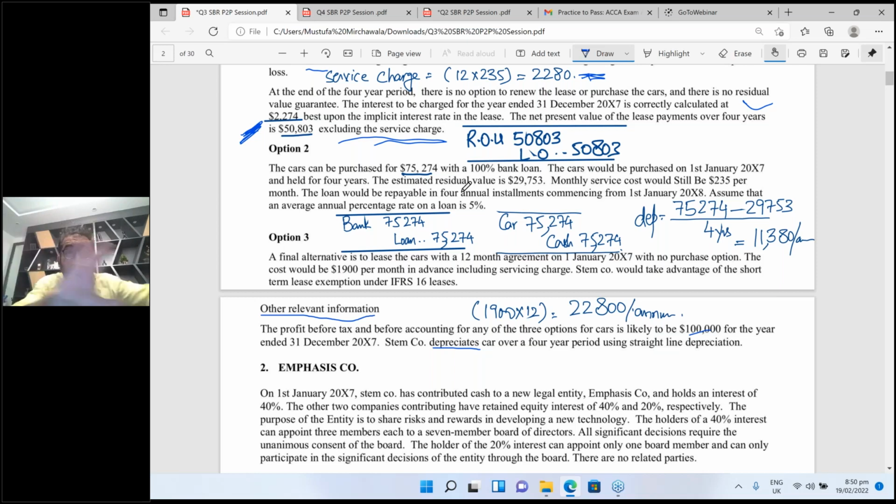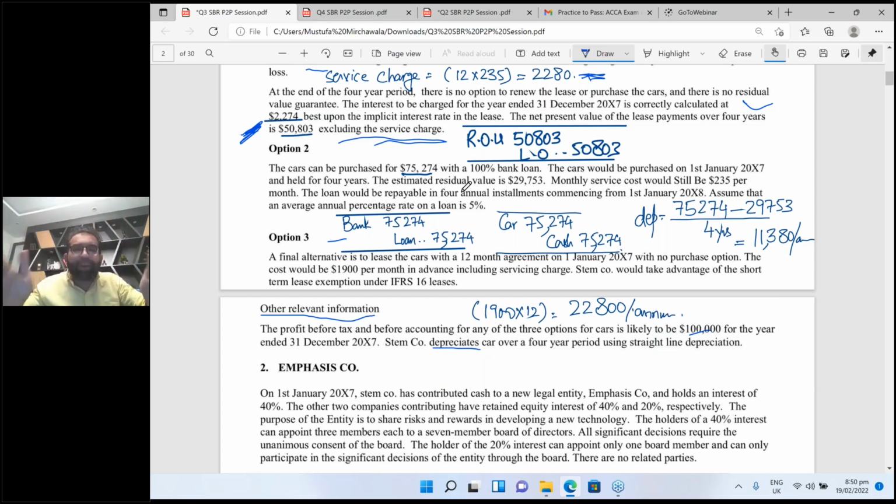Now don't think about leasing, just think two entities. There is a bank and there is a car shop, separate. First you went to the bank. I have made basic entries. First you go to the bank and you take the loan of 75274, because you have to buy the car from the market, so from the market you have to pay the market value.